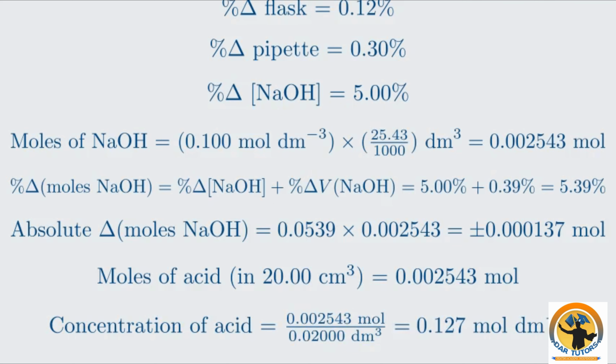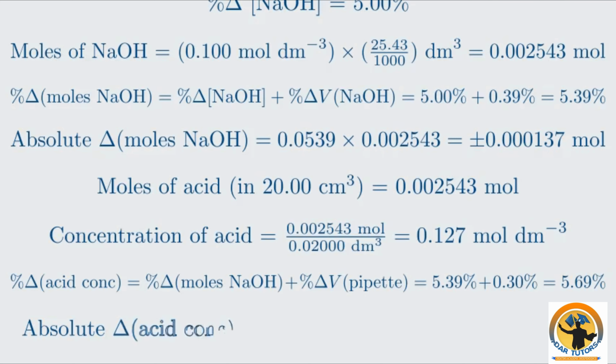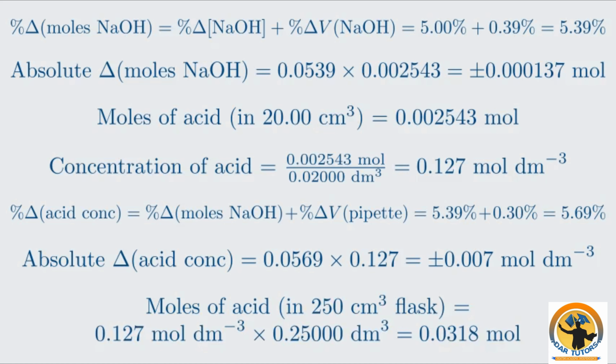We add the percentage uncertainties for moles of NaOH and the volume from the pipette. The percentage uncertainty is 5.39% plus 0.13%, which is 5.69%. We convert this to an absolute uncertainty to get ±0.0072 mol dm-3. Step 5. Calculate the total moles of acid in the 250 cm3 volumetric flask. Moles equals concentration times total volume. The moles of acid in the flask are 0.127 mol dm-3 times 0.25 dm3, which is 0.0318 moles.